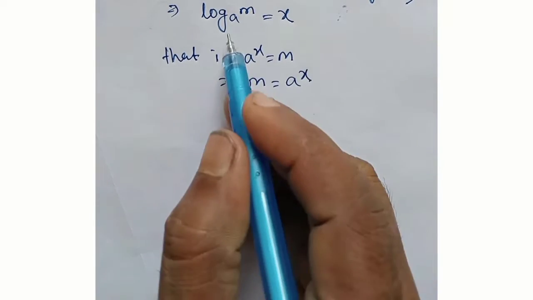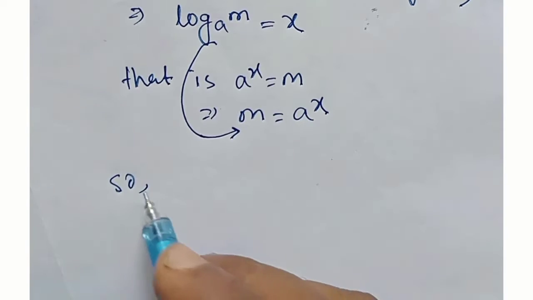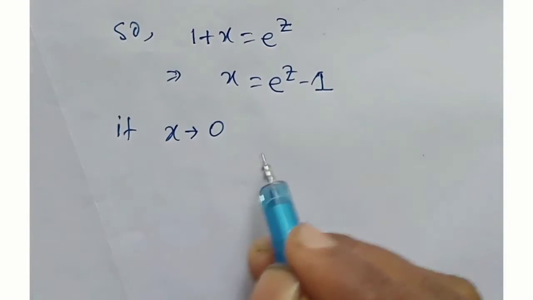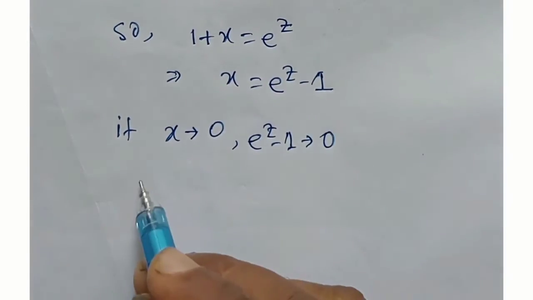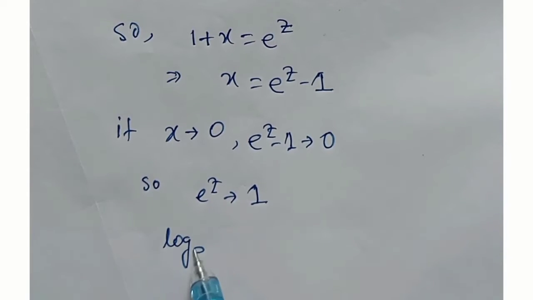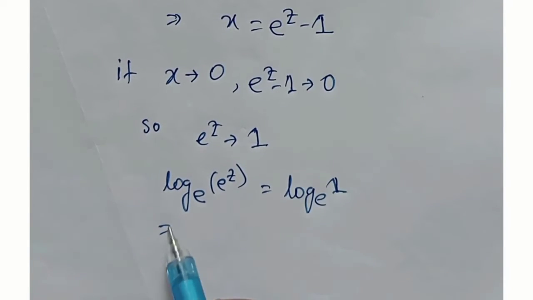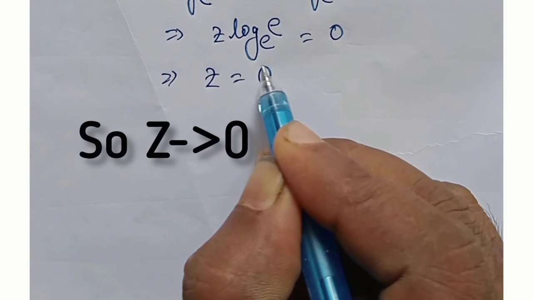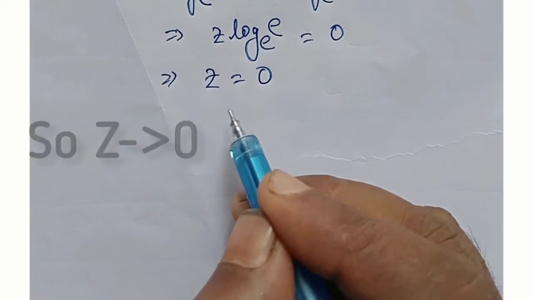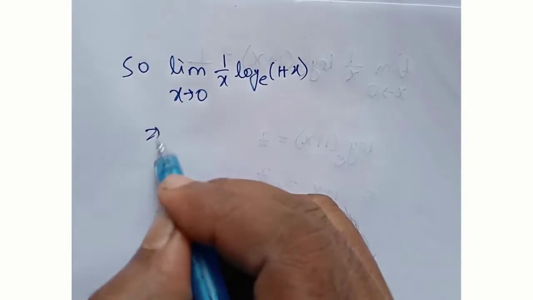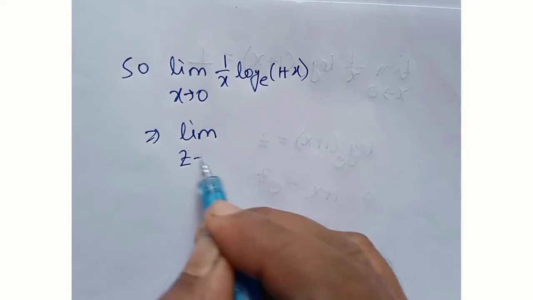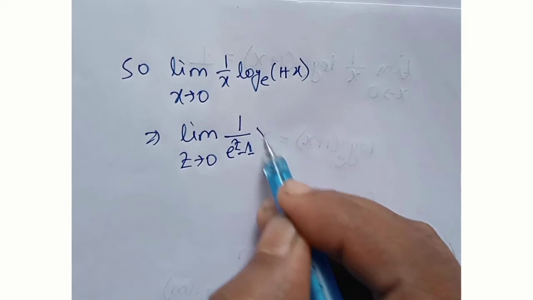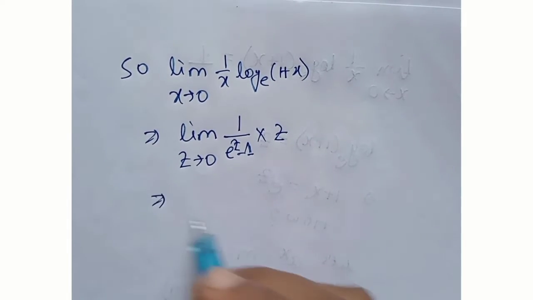So from 1 plus x equal to e power z, we will get x equal to e power z minus 1, right? So if x tends to 0, definitely e power z minus 1 tends to 0. So e power z tends to 1. Now if you take log base e on both sides, we will get z tends to log 1 base e, so z tends to 0, right? So guys, our limit was limit x tends to 0, 1 by x log base e of (1 plus x). So now let's put the value of x here. So we'll get limit z tends to 0, 1 by ((e power z minus 1) by z), because x equal to e power z minus 1, right?